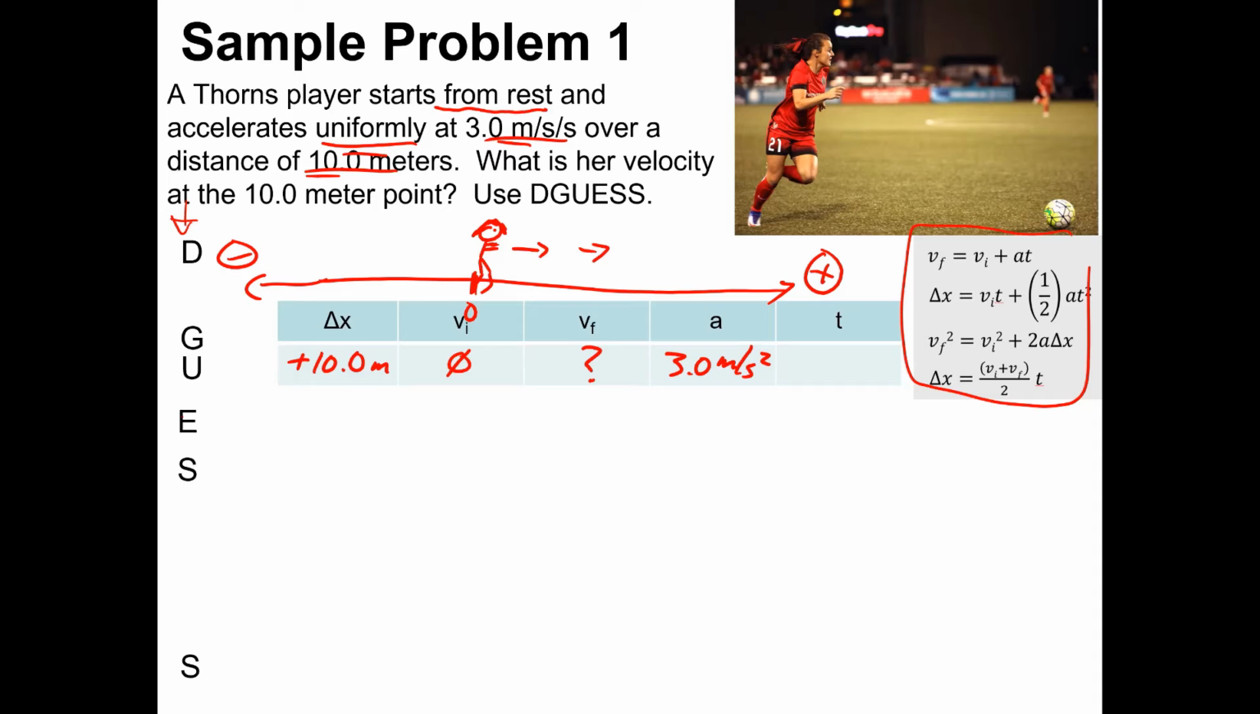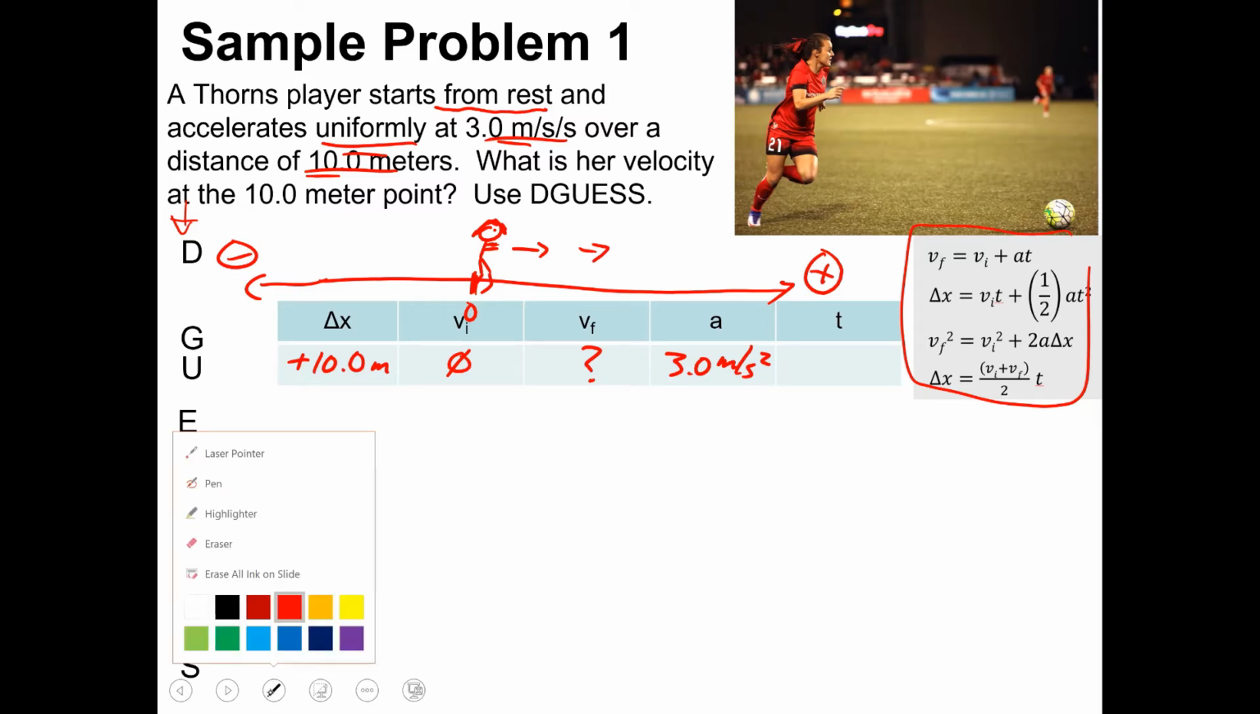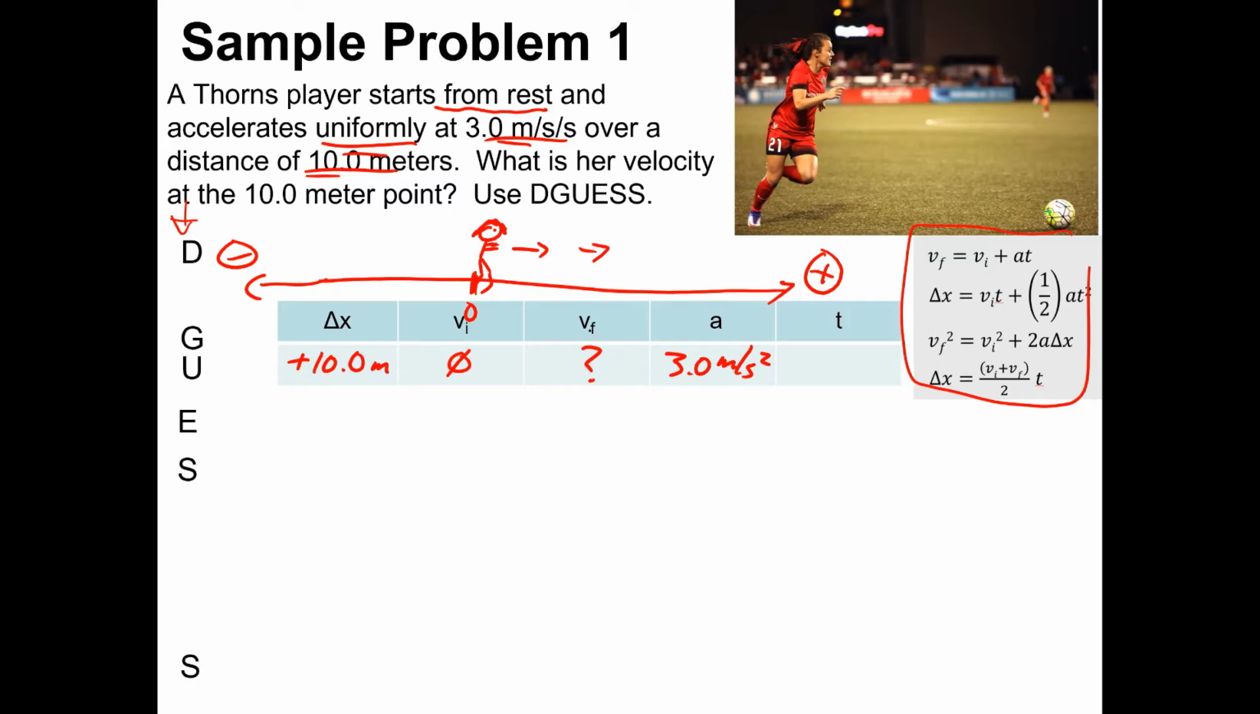Now as I move to the E, which stands for equation, I'm going to look over here at the equations and try to figure out which of these equations incorporates the 3 pieces of information that I know and the unknown, the final velocity, and doesn't ask me for the time. If I have time in these equations over here, I really can't use them. So I'm going to mark out this one. Nope, that has time, that has time, that has time. This one looks like the most promising.